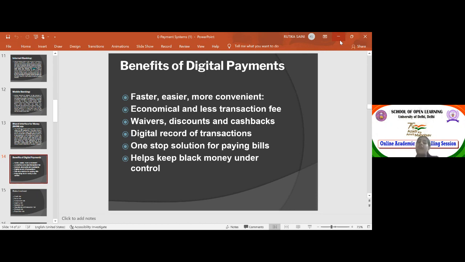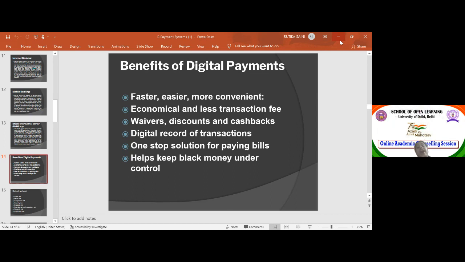First, they are faster, they are easier, and they are more convenient. Of course, if you need to make a payment right now, you just need to click, and within a few minutes or even in a few seconds, the money would be transferred from your account to another account. It is faster, yes, of course. It is easier, yes. You can just lie in your bed and make the transaction, and of course it is convenient. Then it is economical, with less transaction fees involved. Many of the UPI applications do not even charge money, so you can use them freely, and they are economical.